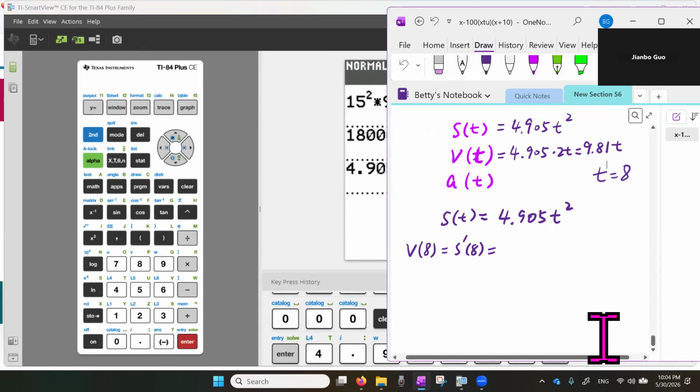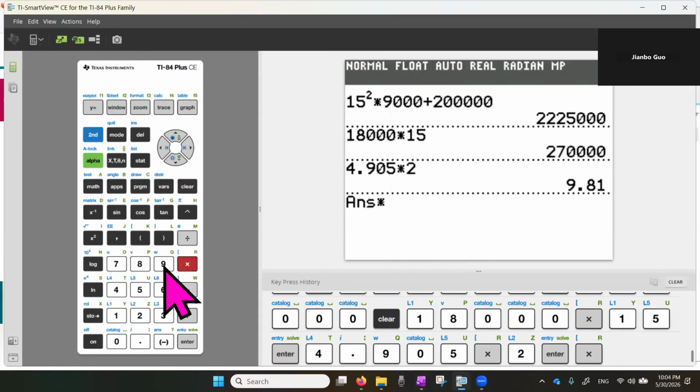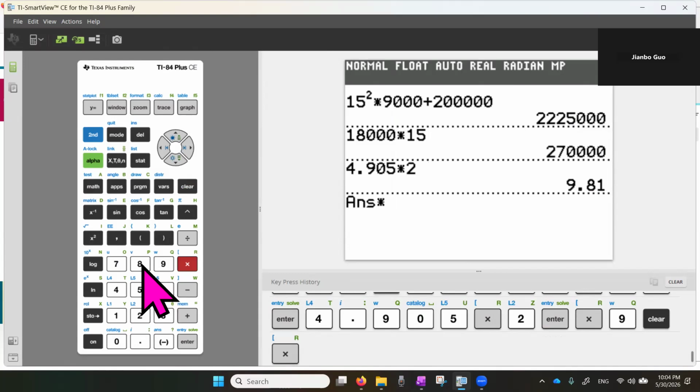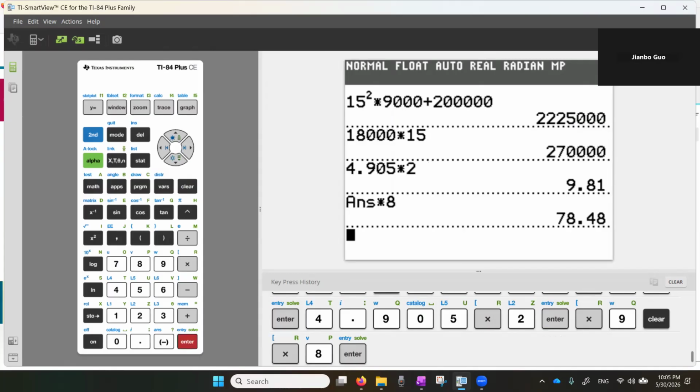Okay, so then the first part would be plugging in t, 9.81 times 8. What is it? 78.48.